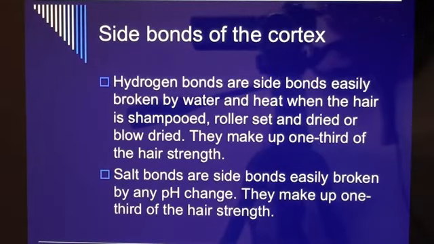Side bonds of the cortex. Hydrogen bonds are side bonds easily broken by water and heat when the hair is shampooed, roller set, and dried or blow dried. They make up 1/3 of the hair strength. Salt bonds are side bonds easily broken by any pH change. They make up 1/3 of the hair strength.